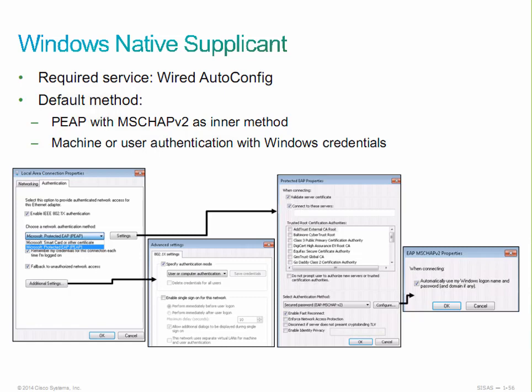And actually, the book does mention it specifically. Enable it manually by starting the wired auto config service, and then the native supplicant supports PEAP and EAP-GTC. By default, it uses PEAP with MS-CHAPv2 as its authentication method and is configured for machine or user authentication. If a user is logged in, it will use the user credentials. If no user is logged in and it is a member of the Active Directory, it will use the machine credentials.